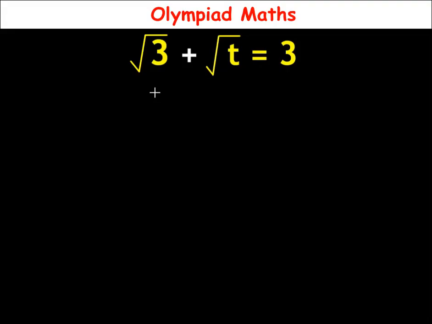Hello, in this video let us solve this question. So we have root 3 plus root t is equal to 3, and here we have to solve for all the possible values of t. So t is the unknown we have to solve for. Now to do this, solution.